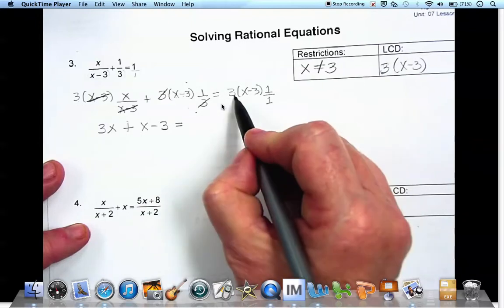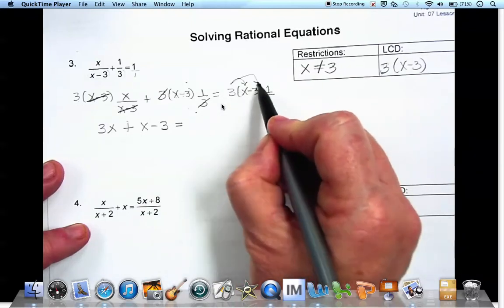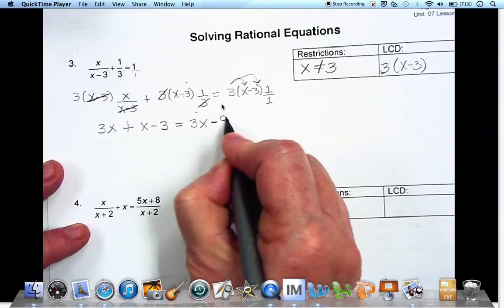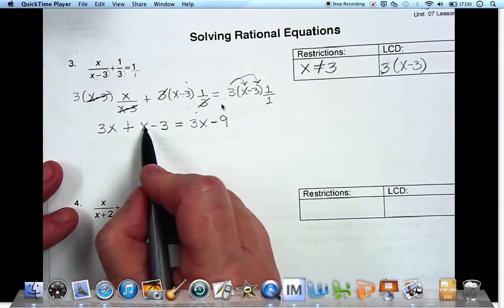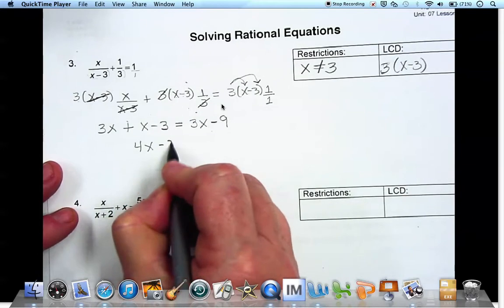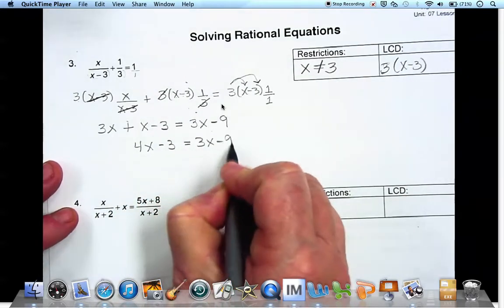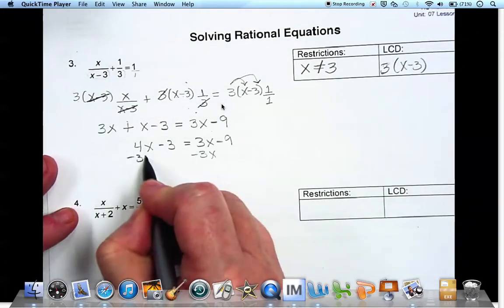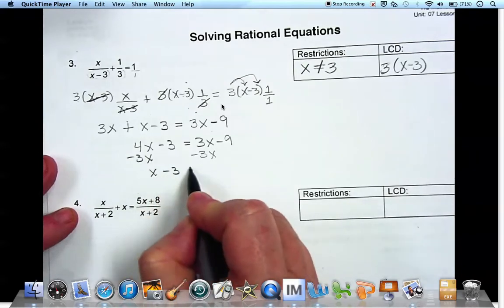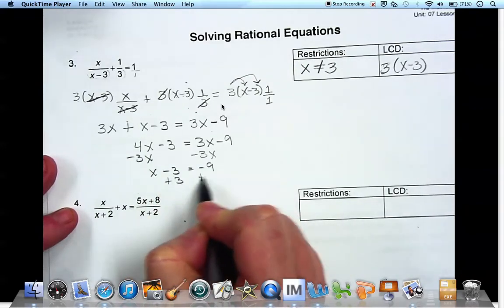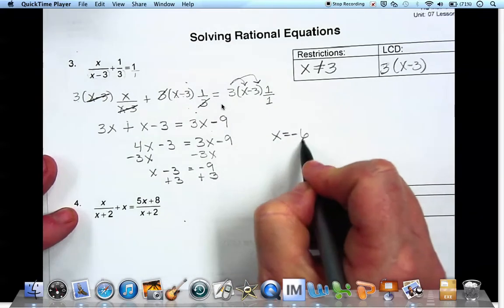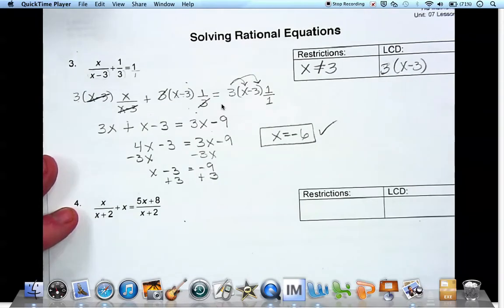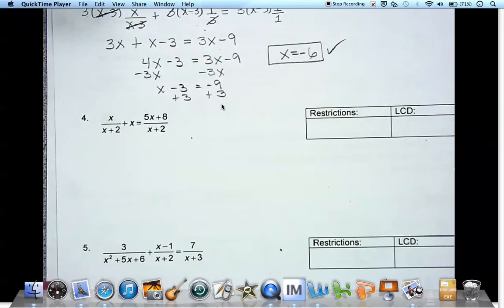So 1 times 3 is 3, and then we'll do 3 times x, and 3 times negative 3. So 3 times x is 3x, and 3 times negative 3 is negative 9. Then we have 3x plus x, that's 4x, minus 3 equals 3x minus 9. And then we're going to subtract 3x, okay, and that gives us x minus 3 equals negative 9. And we can add 3, so x equals negative 6. And then we'll check our restrictions. Negative 6 is not a restriction, so this solution is fine. Okay, number 4.